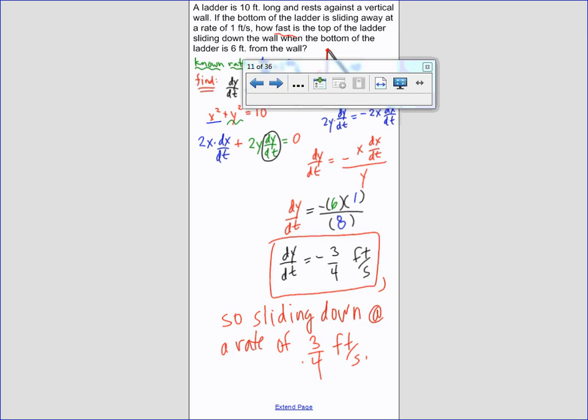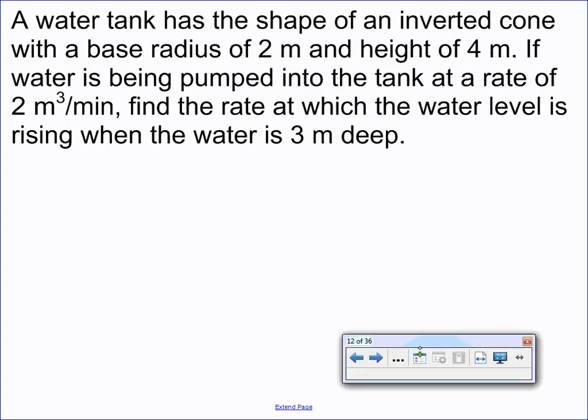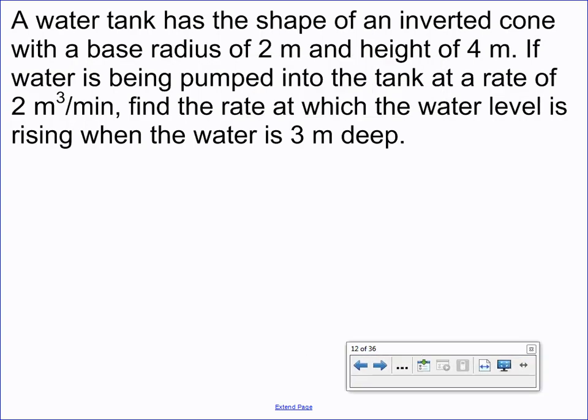What questions do you have about our ladder problem? Okay, then let's go ahead and take a look at one that's a little bit more complicated. We've seen two different situations where we had a single variable on which my rate involving the variable in question depended. Now we're going to take a look at a little more complicated scenario.